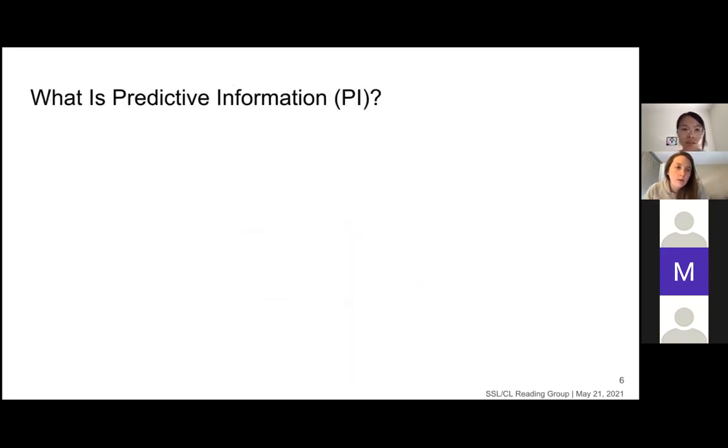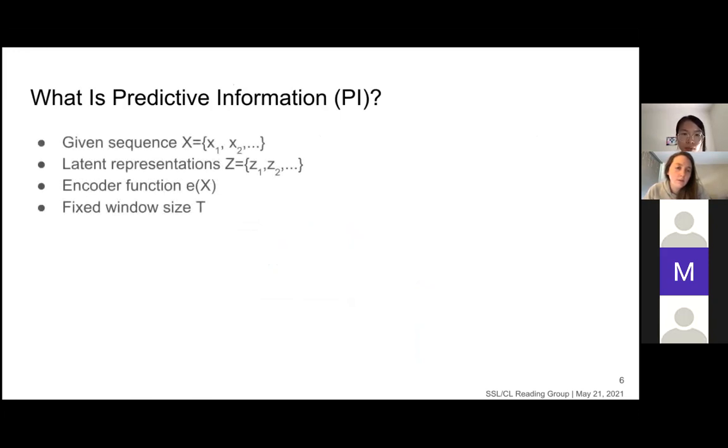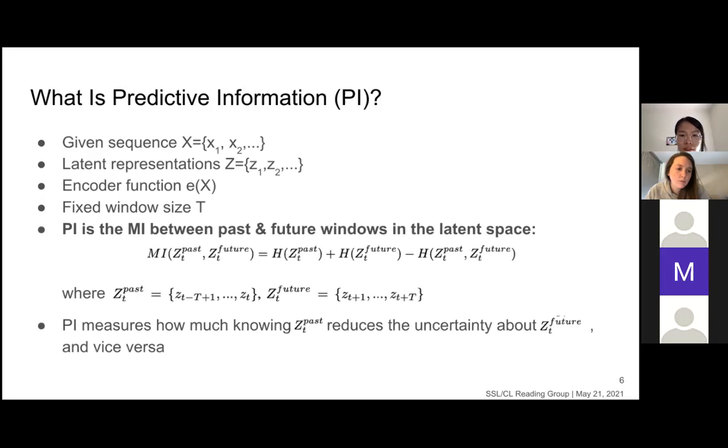Okay, so let's look at what predictive information is exactly. Let's say we have a sequence of x1, x2, and so on, which are time steps, and z are the latent representations. Each z corresponds to the latent representation of the input x at each time step. Let's say we have an encoder function ex and a fixed window size T. So the PI is pretty simple. It's basically the mutual information between the past and future windows in the latent space.